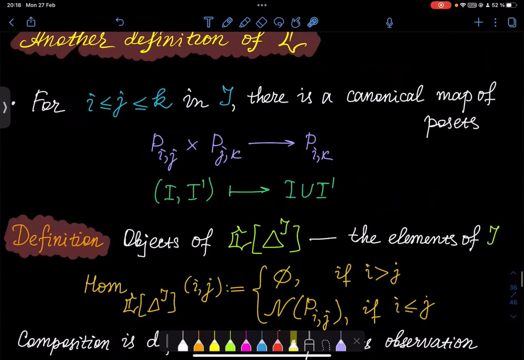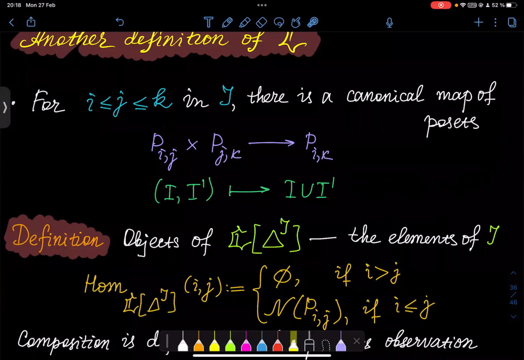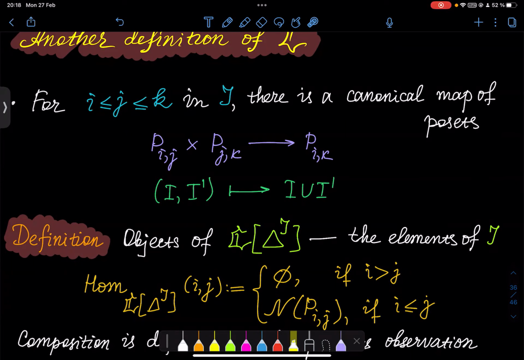So we can form the following composition law. If we have I less than J and K in J, then we can form the following composition. If we have a subset I and I prime, then we can just form a union of I and I prime, and thus we will have an element in P_IK.